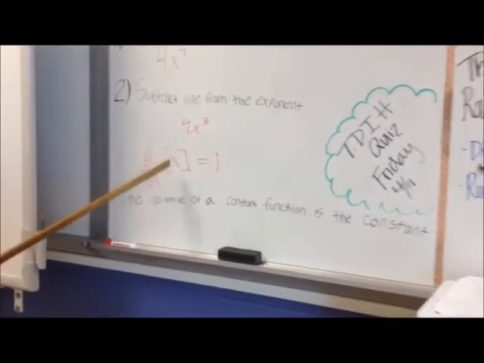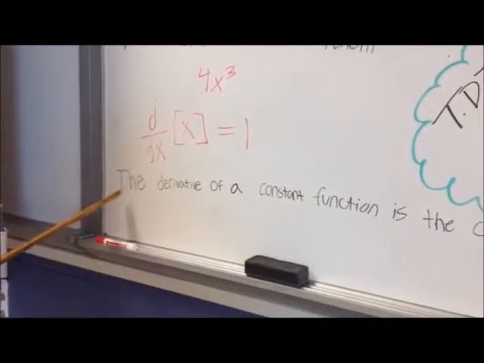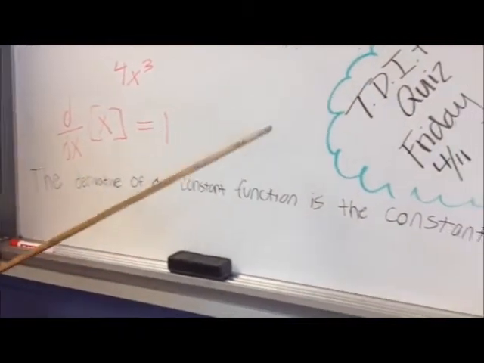Now we have d over dx of x equals 1. And this means the derivative of a constant function is the constant.